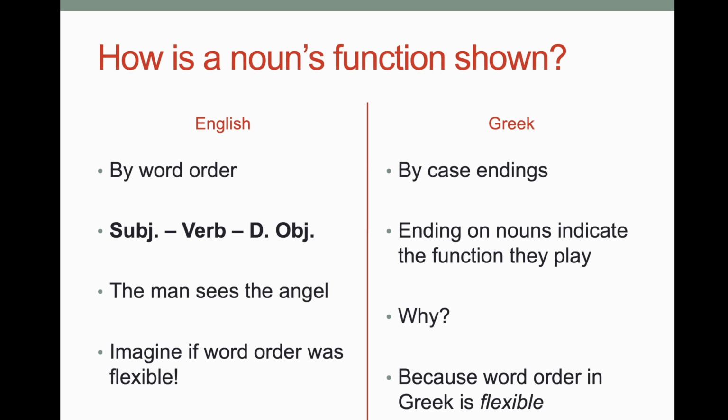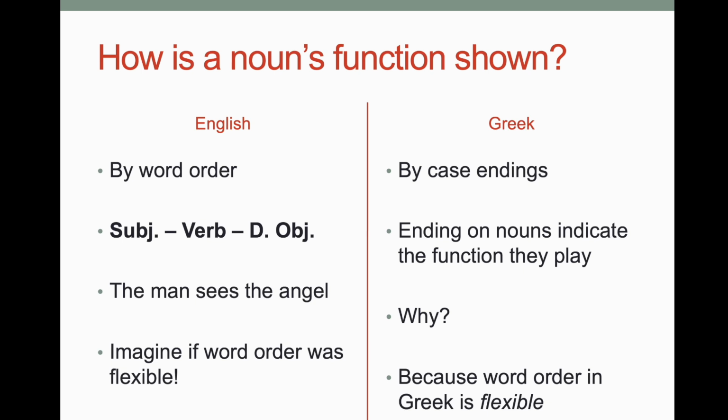Speaking of how a noun's function is shown, let's compare Greek and English. In English we have a very set word order that shows the function of a noun within a sentence. We tend to have subject, verb, and direct object. For instance, the man, subject, sees, verb, direct object, the angel.